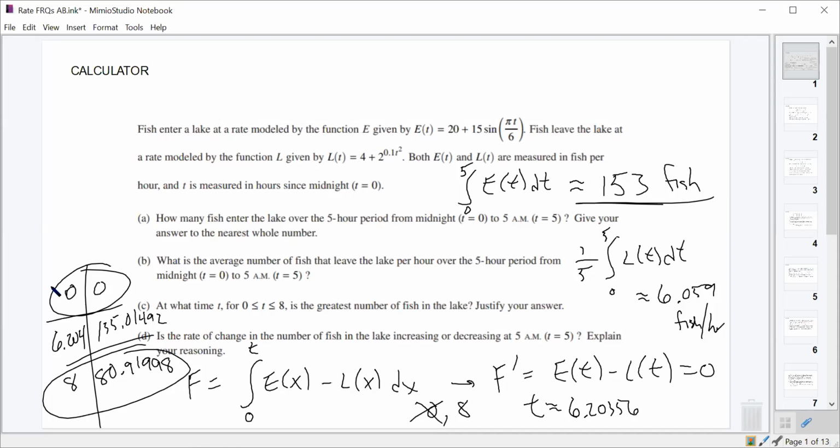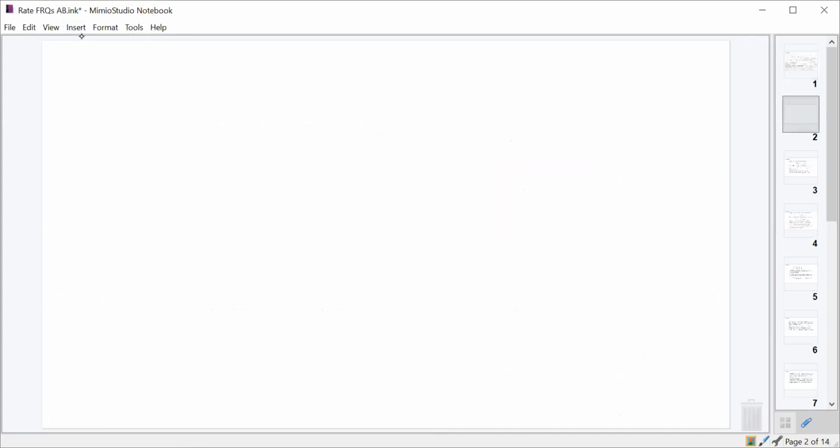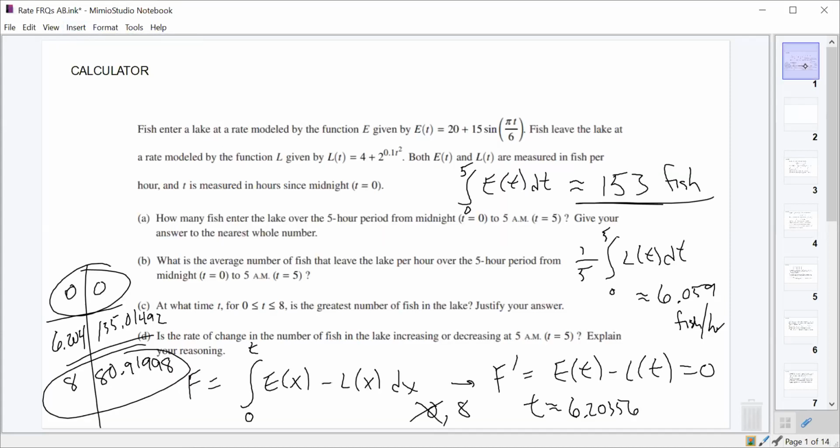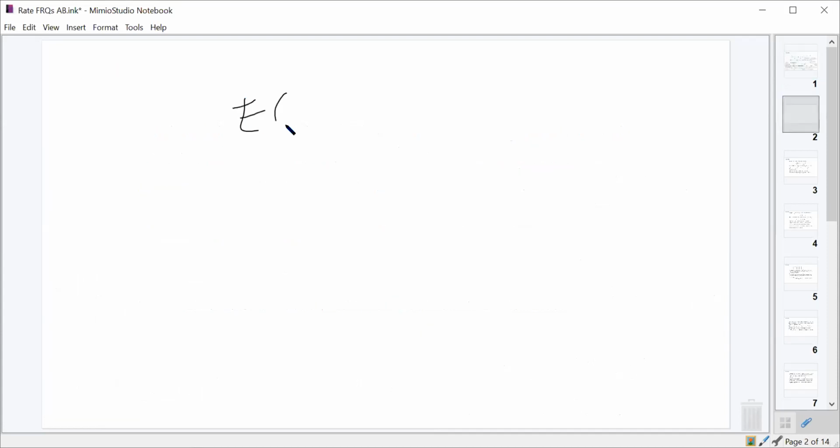All right, part D. Is the rate of change in the number of fish in the lake increasing or decreasing at 5? So what's the rate of change in the number of fish in the lake? That's E minus L. Right, so we just need to figure out what's E of 5 minus L of 5.